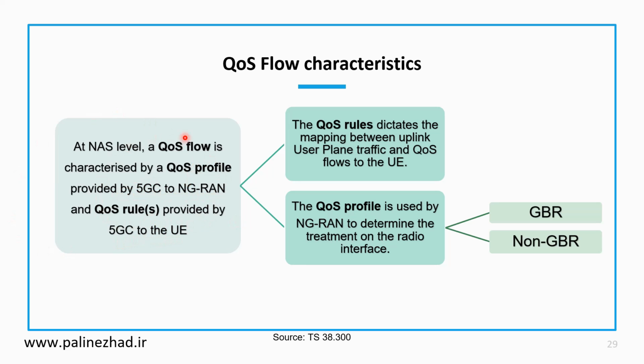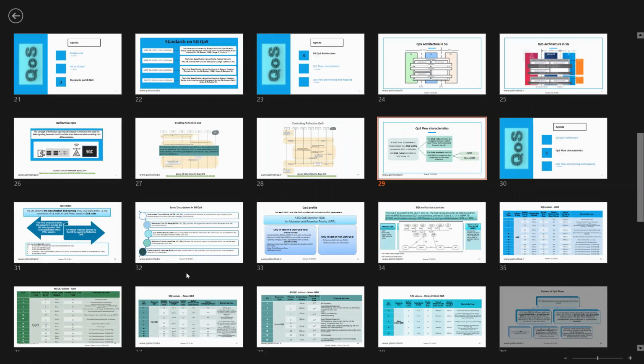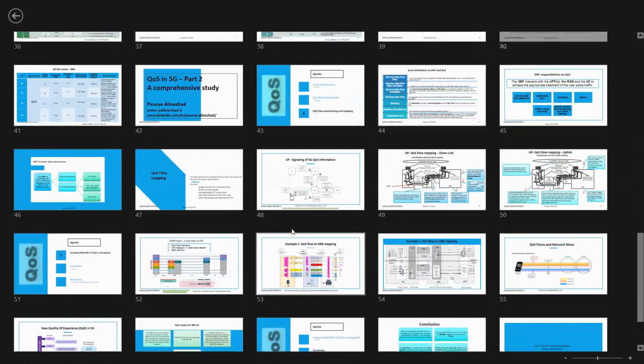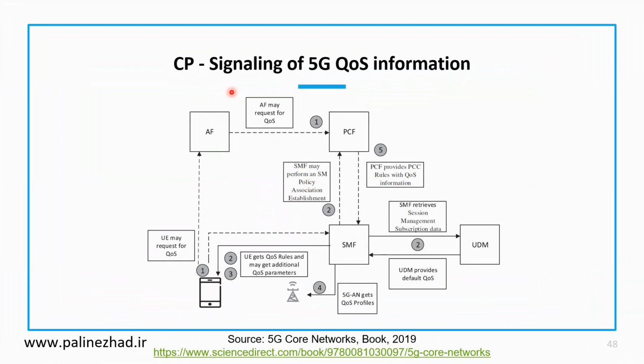Here it was just a text, but now you see it really happening in the control plane, that the UE gets QoS rules and the gNodeB gets QoS profiles, and we see the detail of QoS profile and the detail of QoS rules in previous chapters. You can refer to previous documents.